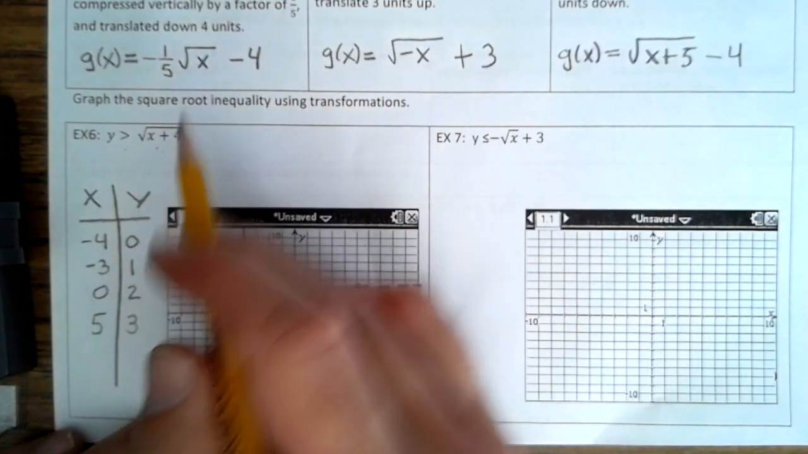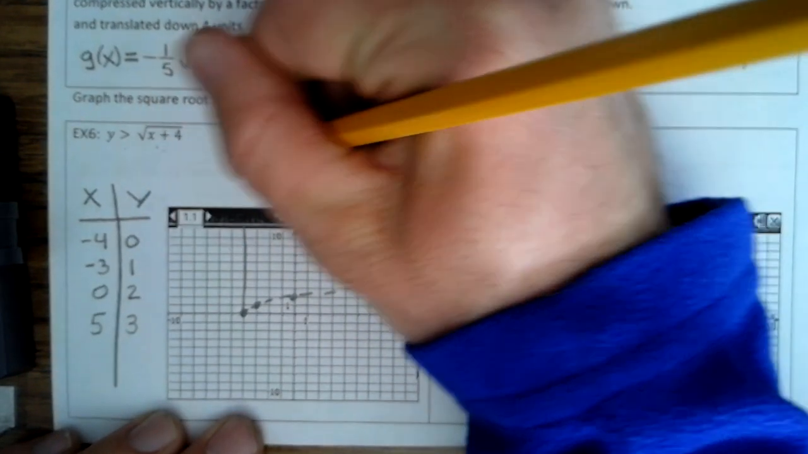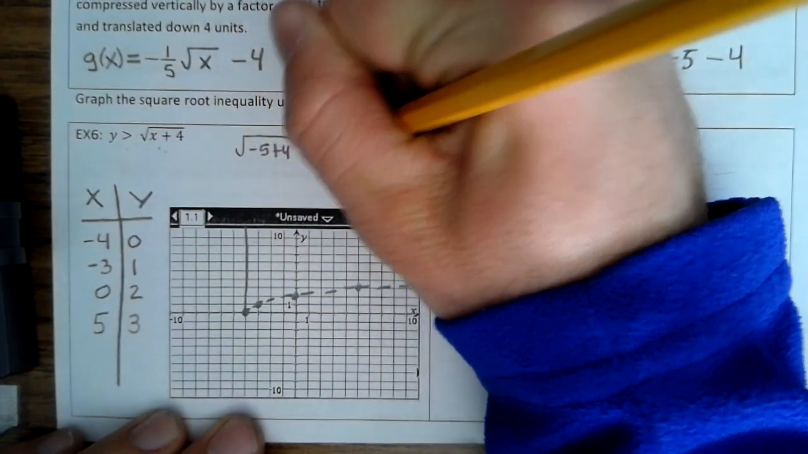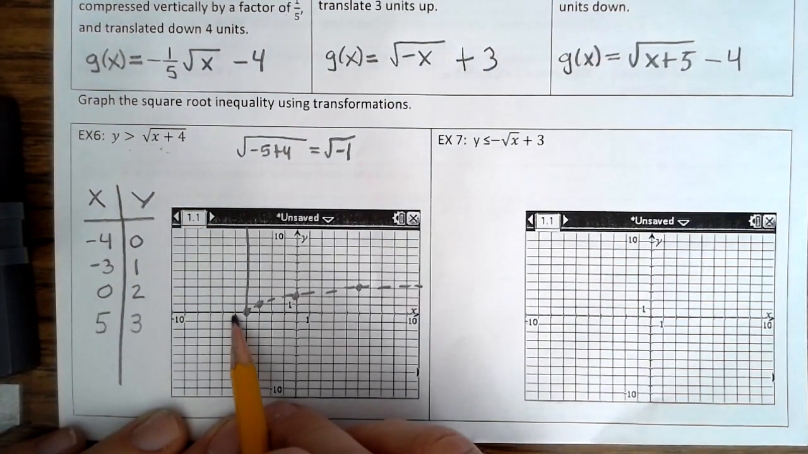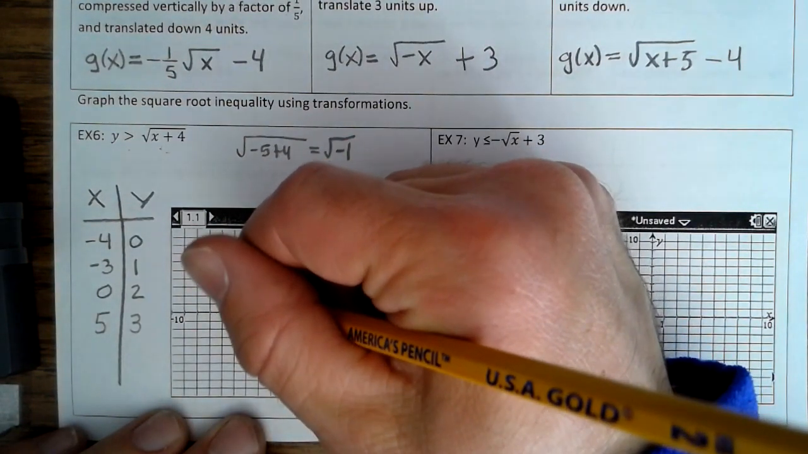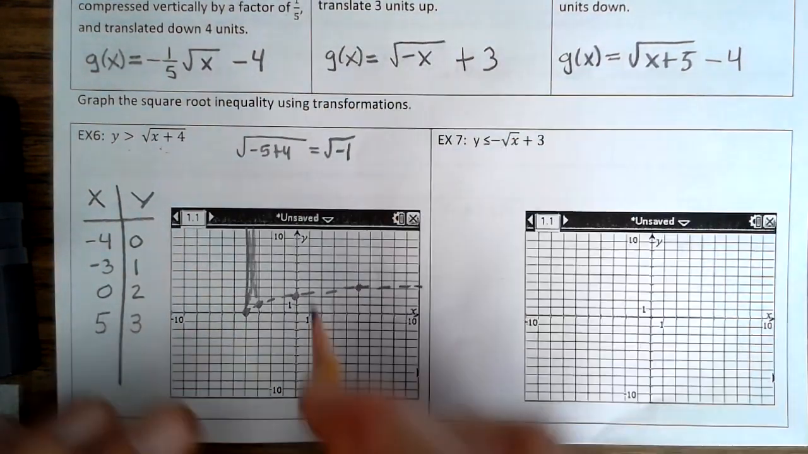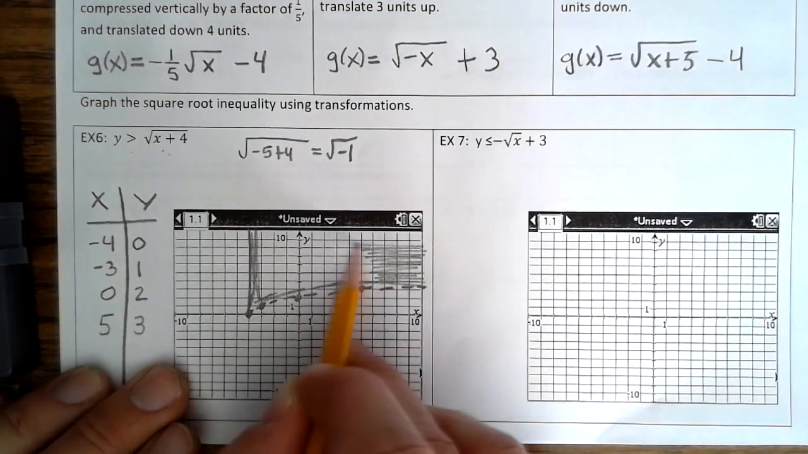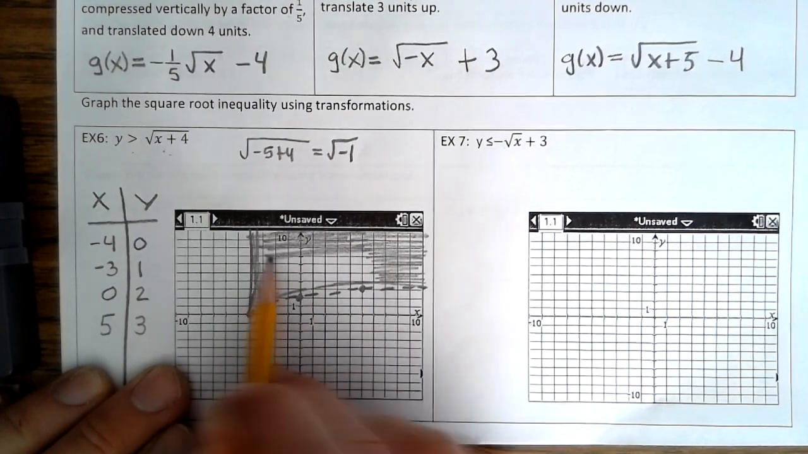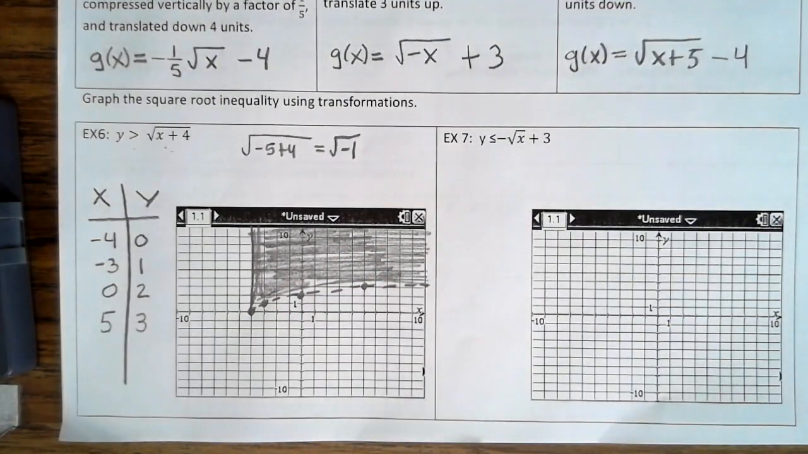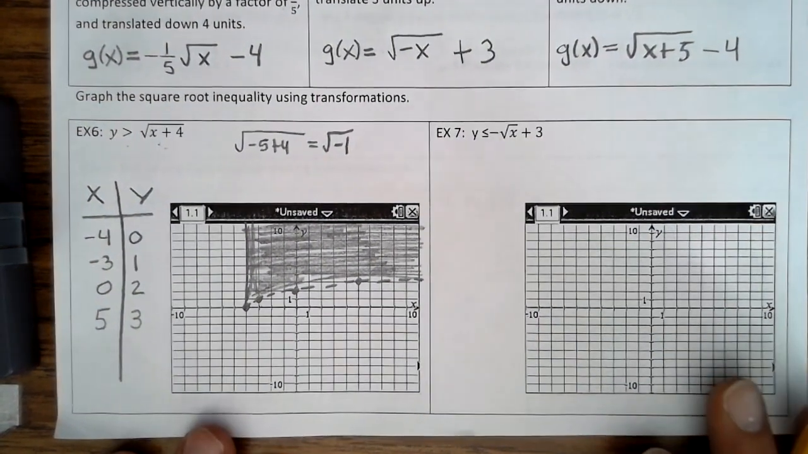And so negative 5 plus 4 equals the square root of negative 1. So that point wouldn't be valid, so we can't shade to the left of that, of 4, or negative 4, so we know our shading is here. Okay, all right, now let's finish up with example 7.